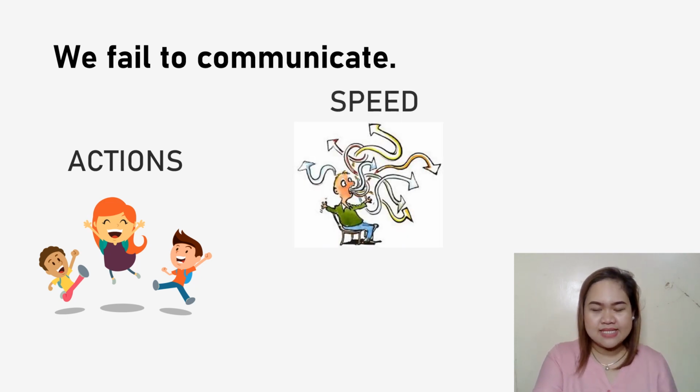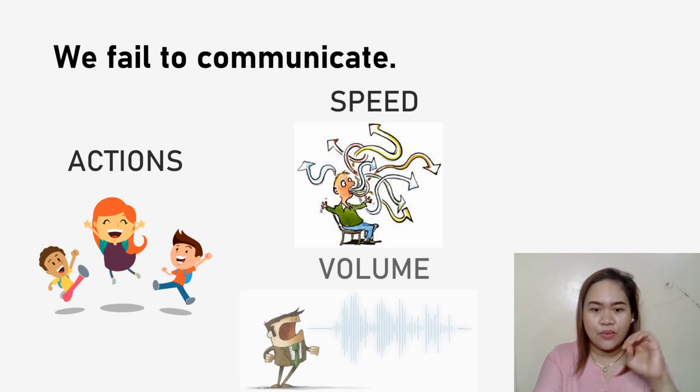The second one is our speed. Sometimes, whenever we speak, we tend to be very fast, and that is a failure of communication because the receiver can't understand what you're saying. The third one is our volume. There are times when we tend to become very loud, especially when we're excited, and the other person can't understand you. Or whenever you are sharing a secret, you tend to have a very low voice, and the receiver also can't understand you. So it's very important for us to have our voice well modulated.